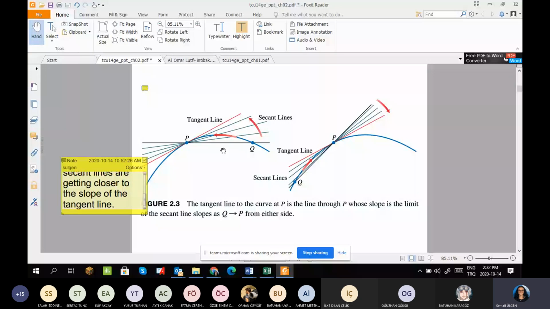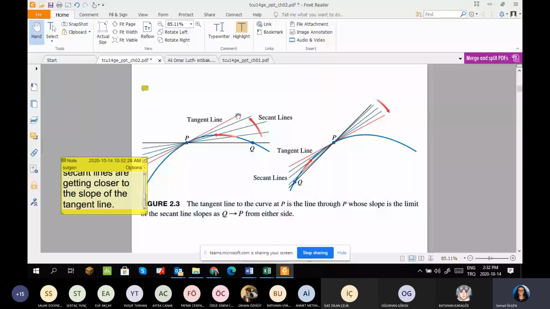Can you observe that the slopes of the secant lines are getting closer to the slope of the tangent line, because they are almost parallel here? If you consider this blue one and the red one, they're almost parallel to each other. That would mean their slopes are very close to each other. So actually, the slopes of the secant lines approach the slope of the tangent line. In other words, delta y over delta x is getting close to the slope of the tangent line.